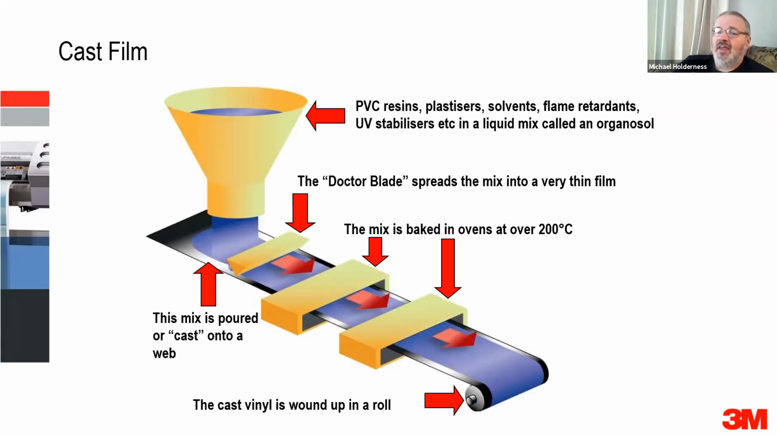Now, this one is worth looking at here because we get asked a lot of questions around environmental sustainability. We do use solvents when we make these cast films, but in those ovens, we evaporate off those solvents. So by the time you get them, there is virtually no solvent left in them. And most of our films don't even contain solvent in the adhesives now either.